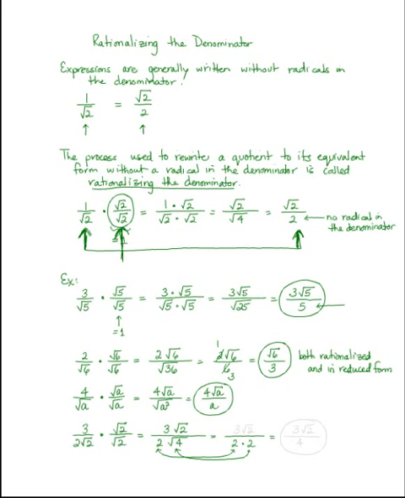Now, my denominator is 2 times 2, which is 4. My numerator is 3 square root of 2. My final answer is 3 square root of 2 divided by 4. Now, how am I sure this is my final answer? The 3/4 cannot be reduced anymore. It's already in its reduced form. So this is my final answer.